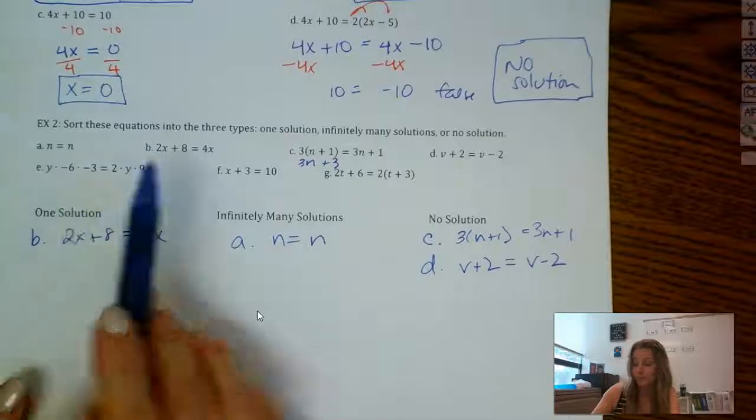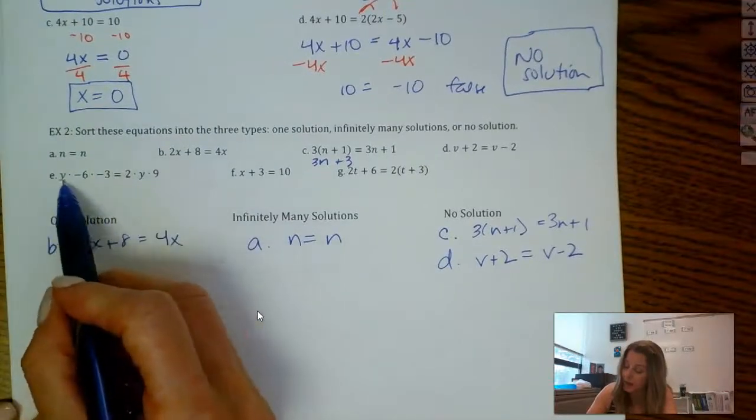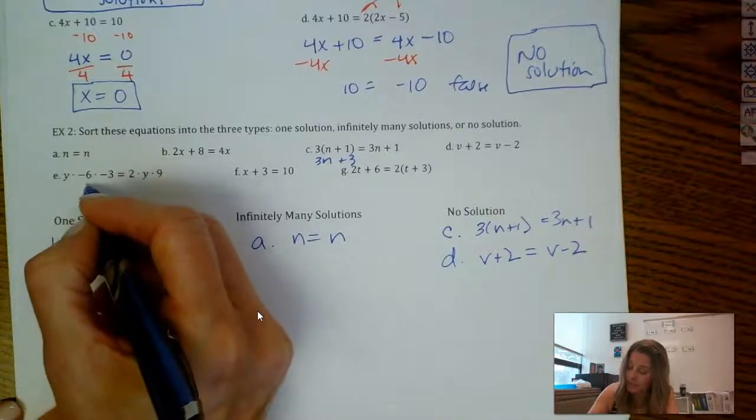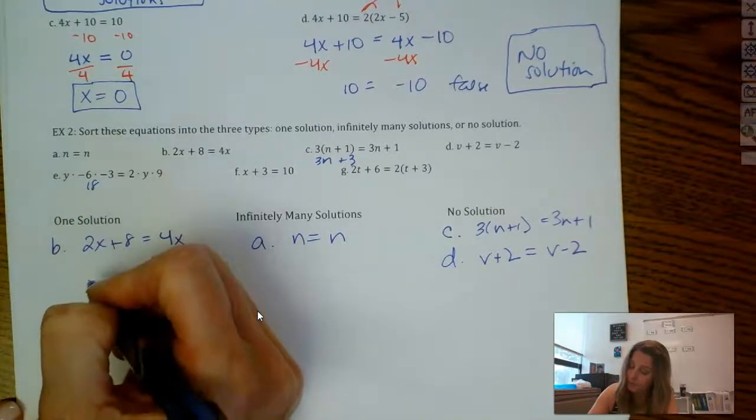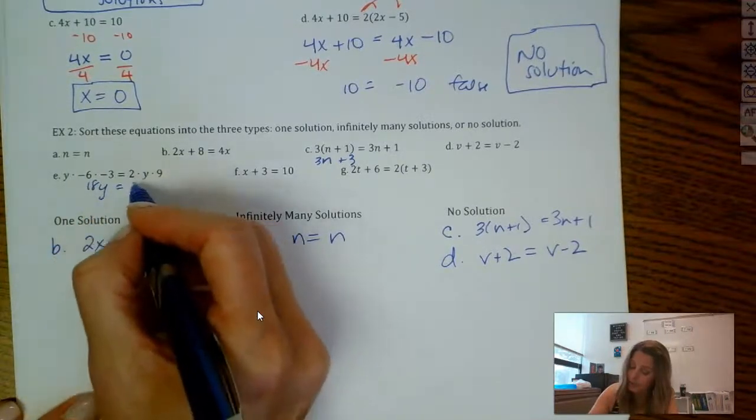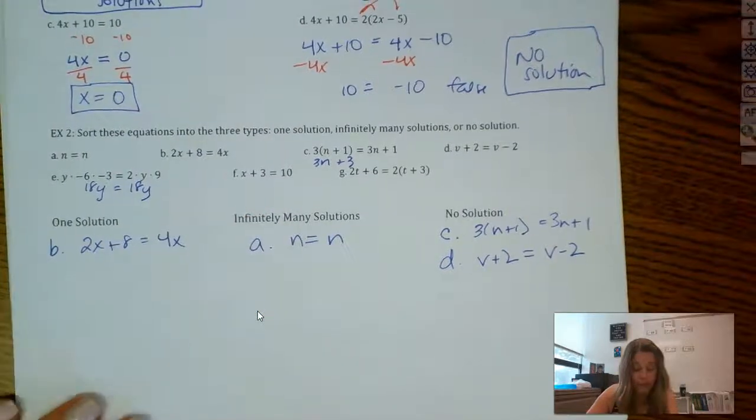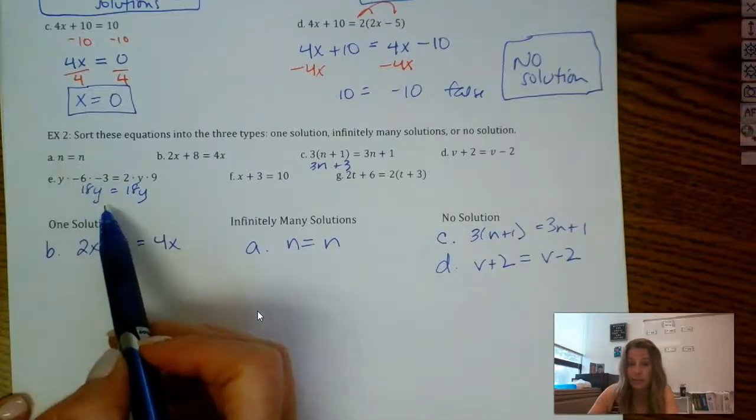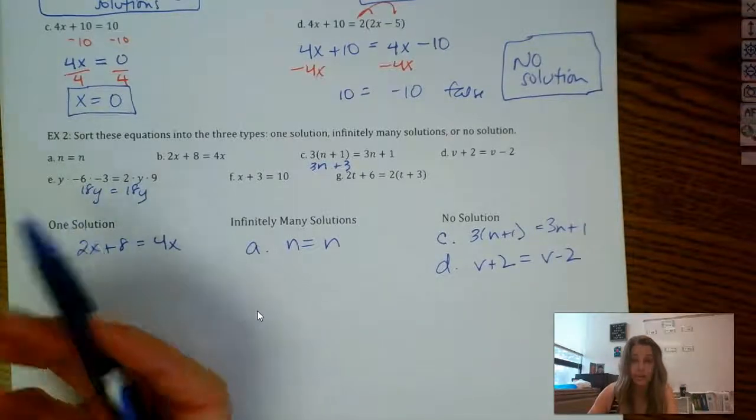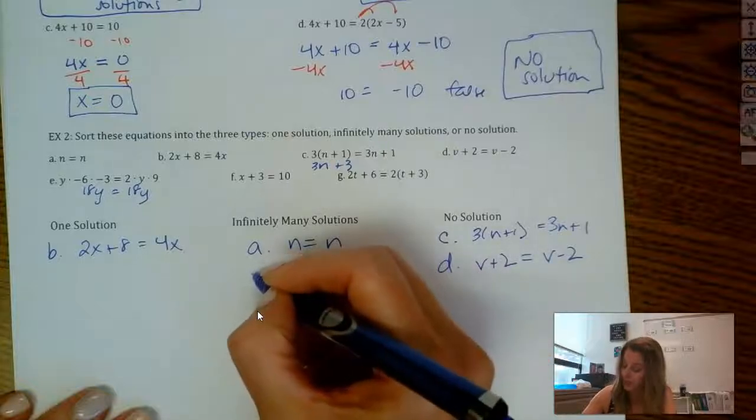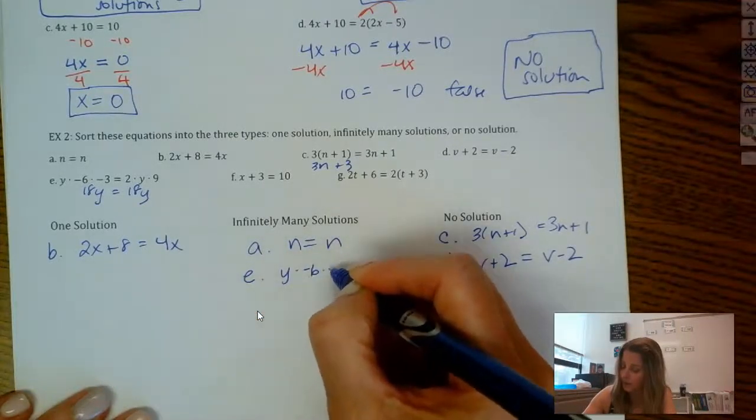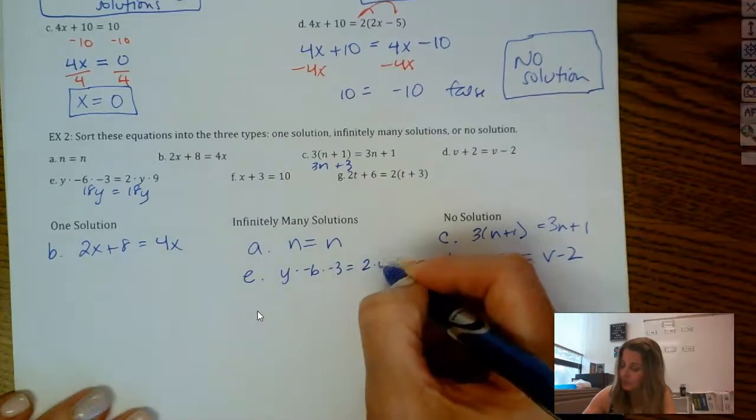All right, letter E. y times negative 6 times negative 3 equals 2 times y times 9. So this is going to be 18y over here. If I have 18y equals 18y, it's the same thing on both sides. It's a lot like A. It doesn't matter what I plug in place of y, they're always equal. So this is going to be an infinitely many solutions.